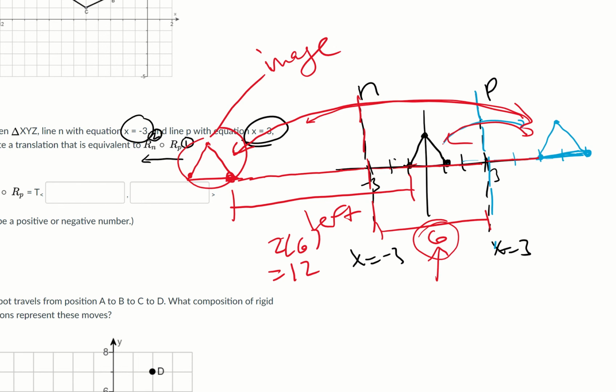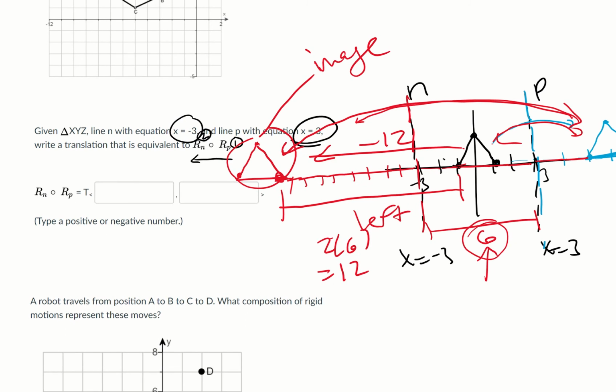And you can actually count this. If you were to do this and count it, you would get about 12 spaces if you did it correctly. And so it's -12. And so basically it moved -12 units, which means that this is a translation of -12 units, but 0 in the y. So we have -12, 0.